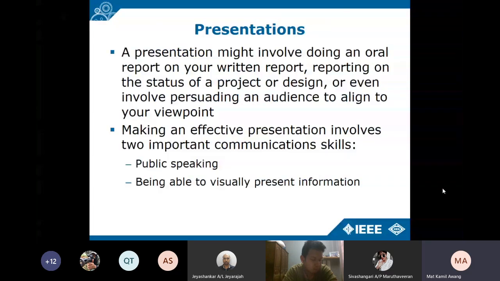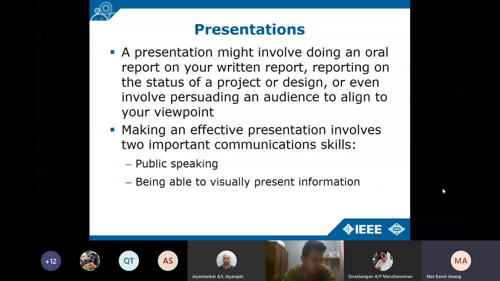Another part, the second one, is the presentation. A presentation basically involves oral reports of your written report. So normally, for example, your presentation for your FYP, final year project, is actually an oral report of your thesis. So your report should tally to what you write in your thesis. Another form of presentation is reporting on the status of your project or design, or even persuading an audience to align to your viewpoint.